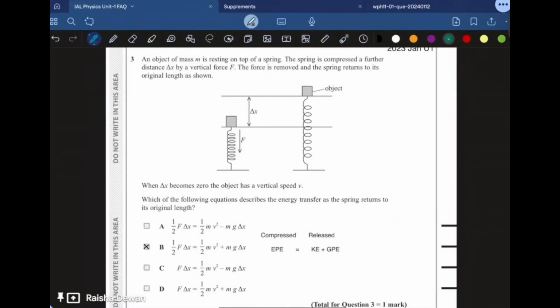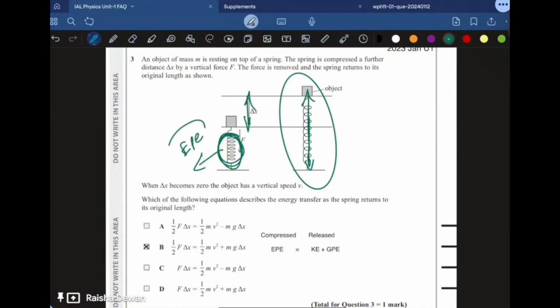Okay, the spring is compressed a further distance x by a vertical force. The force is removed and the spring returns to its original length as shown. So basically it was like this, and when you compressed it, it became like this, and then when you removed the force, it again became like this, right? So when something has been compressed, there is elastic potential energy right here, right?